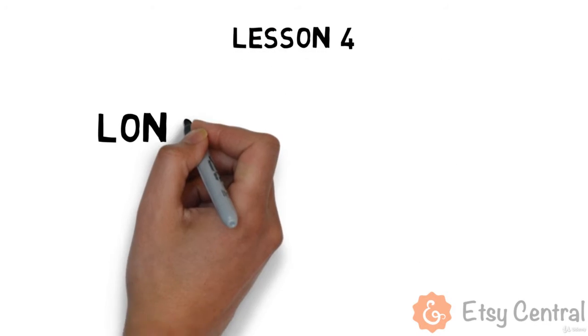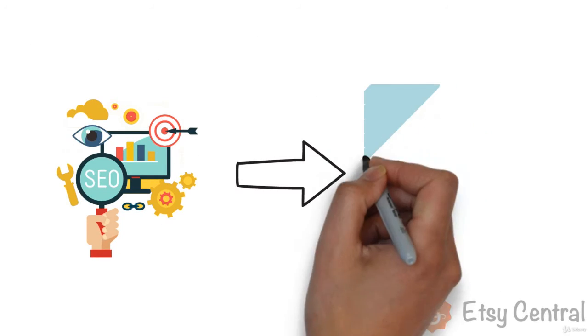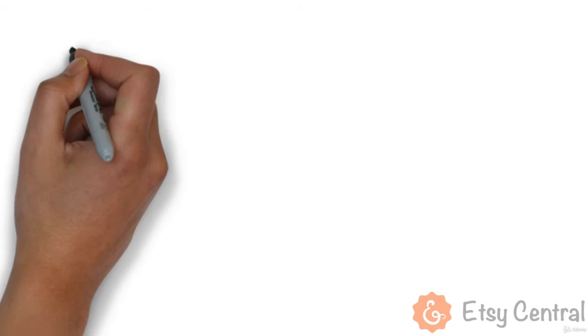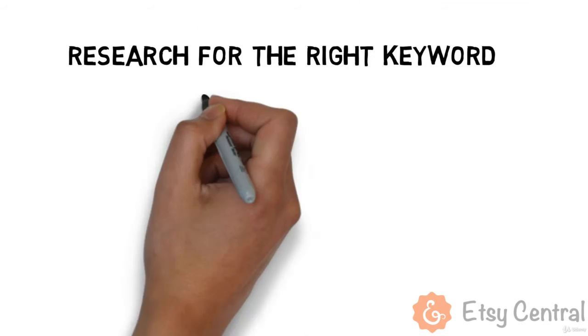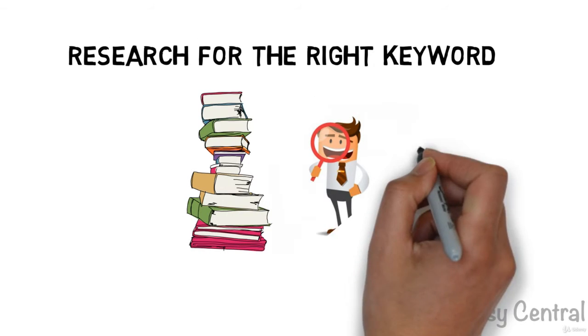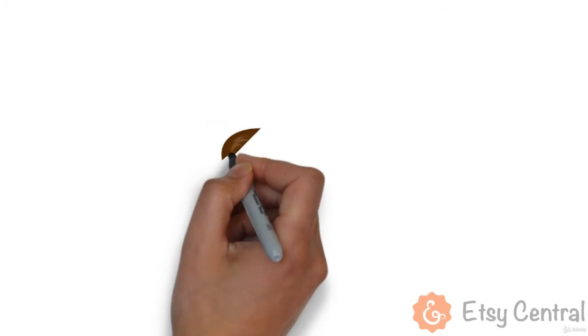Lesson 4. Long tail versus short tail keywords. When it comes to SEO, nothing is more important than finding the right keywords for your product. When deciding which keywords to use, you'll need to do some homework and research before deciding which ones to go for. To start off, let's go over short tail versus long tail keywords.